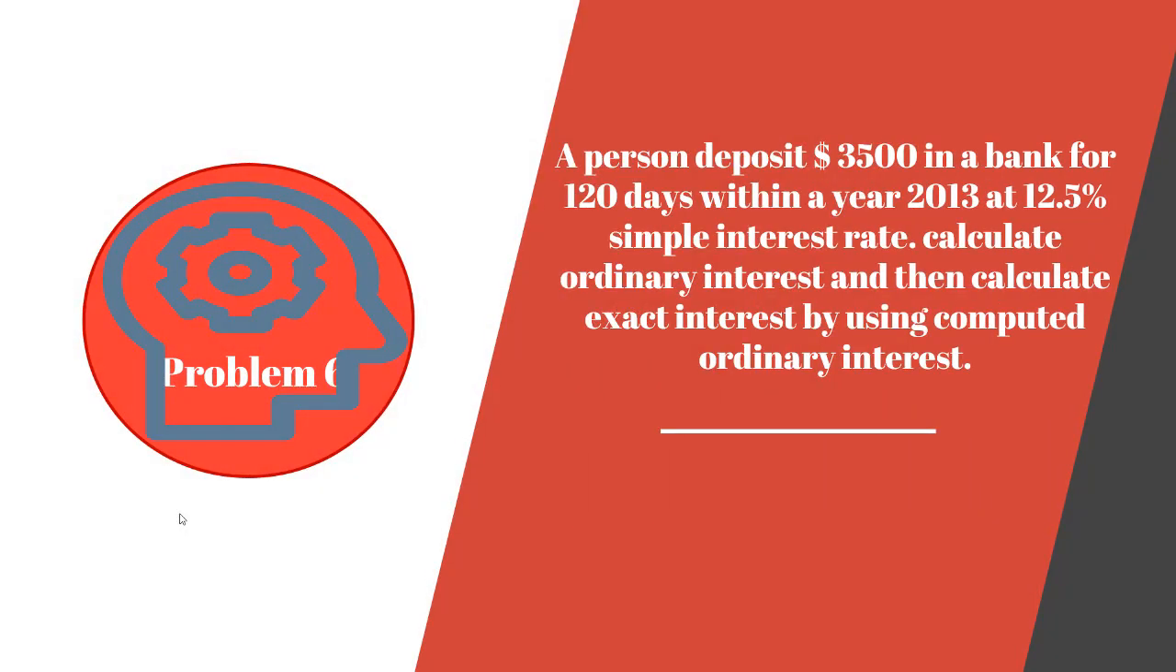Another example. A person deposits $3,500 in a bank for 120 days within the year 2013 at 12.5% simple interest rate. Calculate ordinary interest and then calculate exact interest by using the computed ordinary interest.